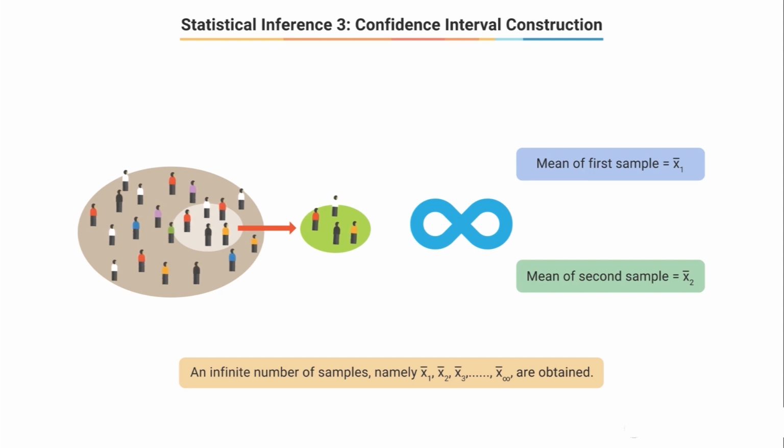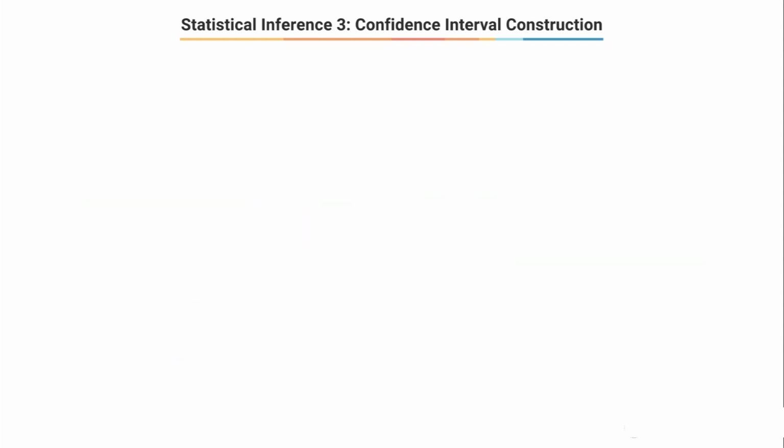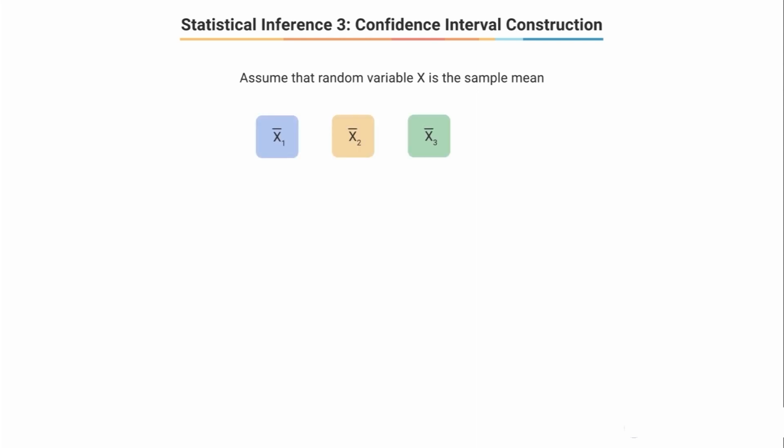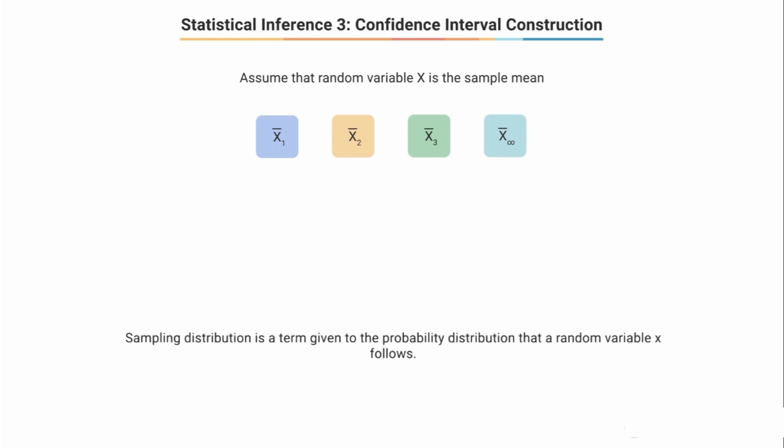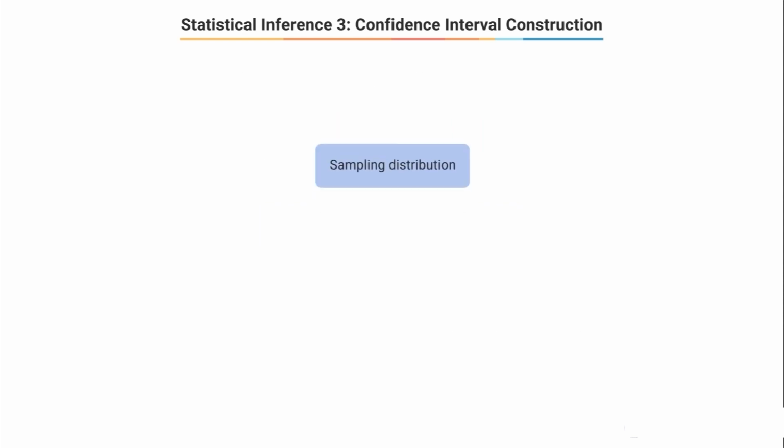to x bar infinity. Now suppose you consider your random variable x such that it is the sample mean, then the possible outcomes of x will be x bar 1, x bar 2, x bar 3, and so on up till x bar infinity. Then the probability distribution that this random variable x follows is called sampling distribution. You will also hear some people saying it sampling distribution of sample means, which is the same thing. So we have this sampling distribution.